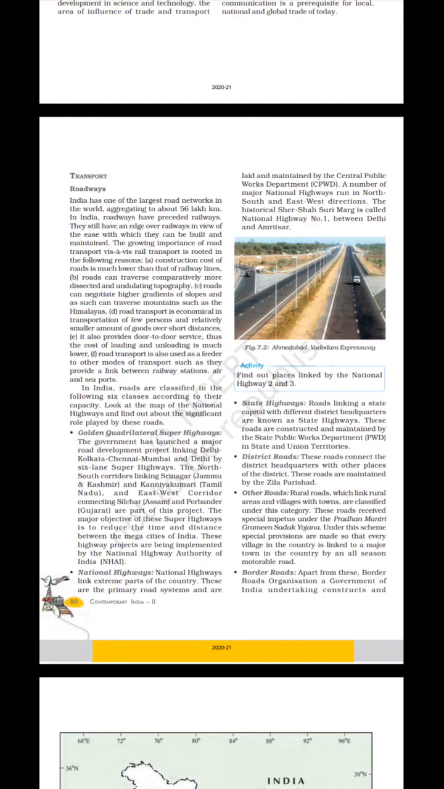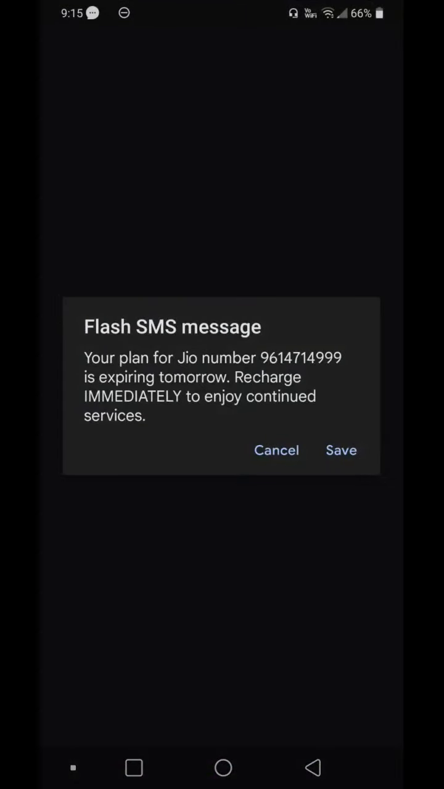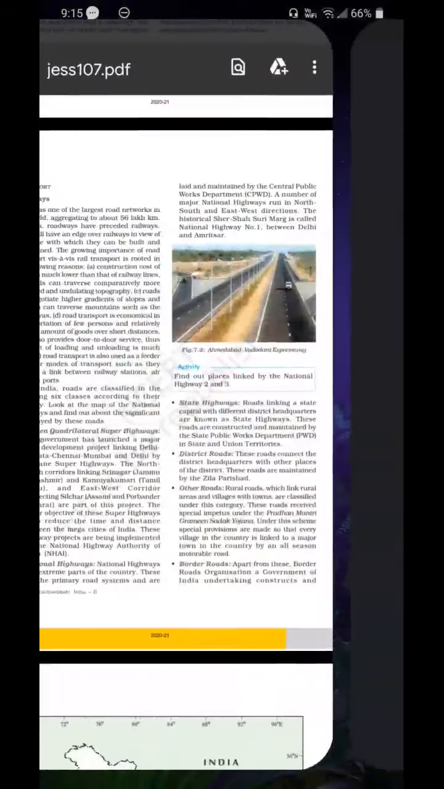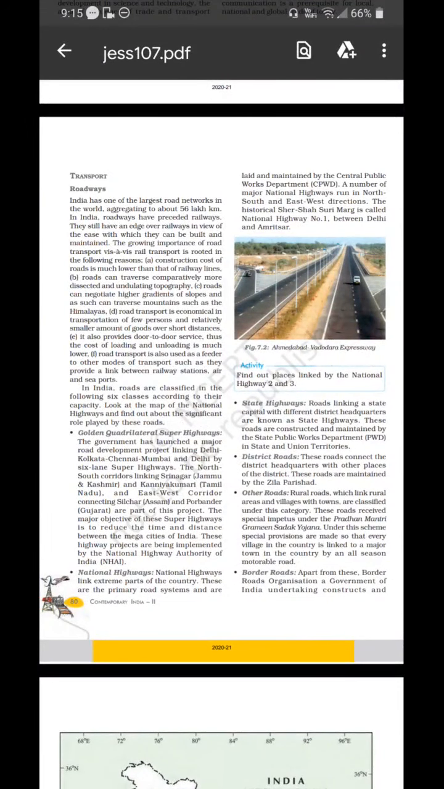National Highways. National highways link extreme parts of the country. These are the primary road systems and are laid and maintained by the Central Public Works Department (CPWD). A number of major national highways run in north, south, and east west directions. The historical Shershah Suri Marg is called National Highway number 1 between Delhi and Amritsar. Take a look at Figure 7.2. Ahmedabad Vadodara Expressway. Activity: Find out places linked by the National Highway 213.